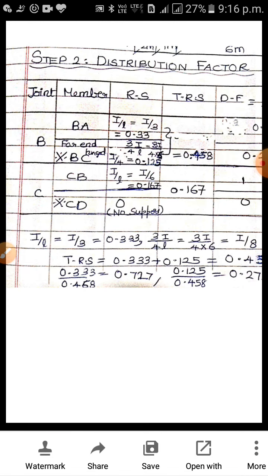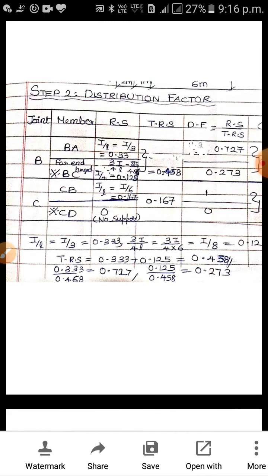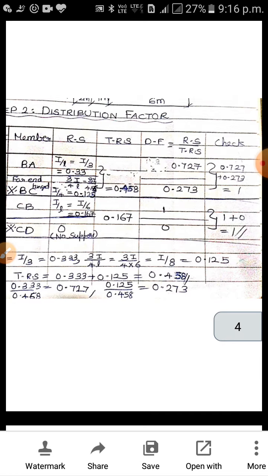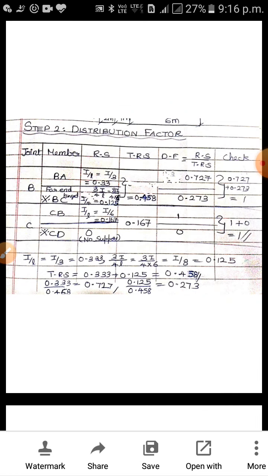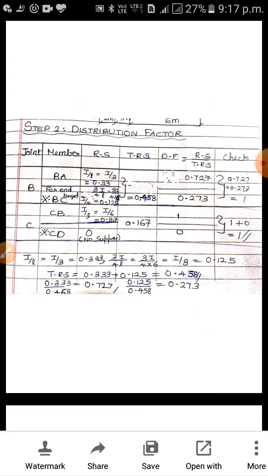So it is 3 by 4 I by L for BC. So I have the values added. I have shown all the calculations down. So I by L is I by 3, so 0.333. And 3I by 4L is I by 4, so 0.125. Total relative stiffness, you have to add both. 0.333 plus 0.125, so you get 0.458. And then distribution factor is relative stiffness by total relative stiffness. Do it, you get the values.